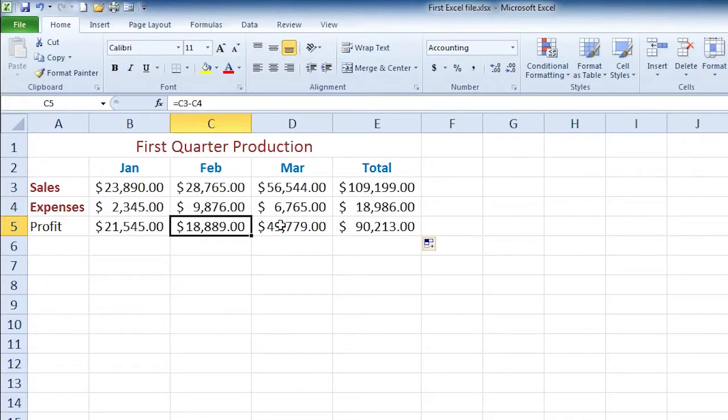Now if you click on D5, what do you think it's going to be as far as formula? I would hope it's D3 minus D4. Exactly. And then of course at E it's going to be E3 minus E4. We are copying that formula over so it recognizes the column has changed and the formula changes based on where we've moved it to, relative to where it's going to.